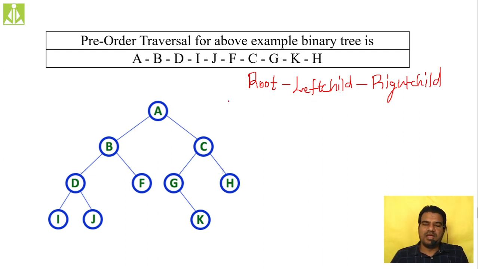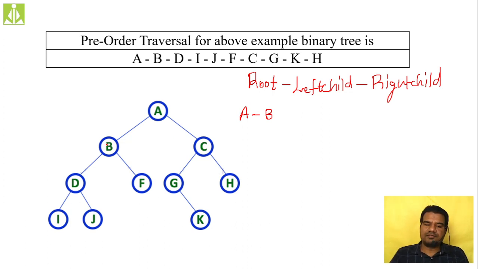Okay, the same thing we try over here. Start with A, as it is a root. If it is a root, we visit the root, so we are visiting A. Then we move towards the left and make B the root. As B is a root, visit B, because whenever it is a root, we have to visit it.